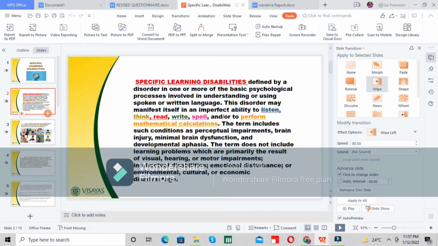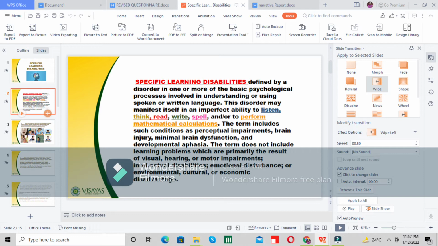Specific learning disability is defined by a disorder in one or more of the basic psychological processes involved in understanding or using spoken or written language. This disorder may manifest itself in an imperfect ability to listen, think, read, write, spell, and or to perform mathematical calculations. The term includes such conditions as perceptual impairments, brain injury, minimal brain dysfunction, and developmental aphasia.